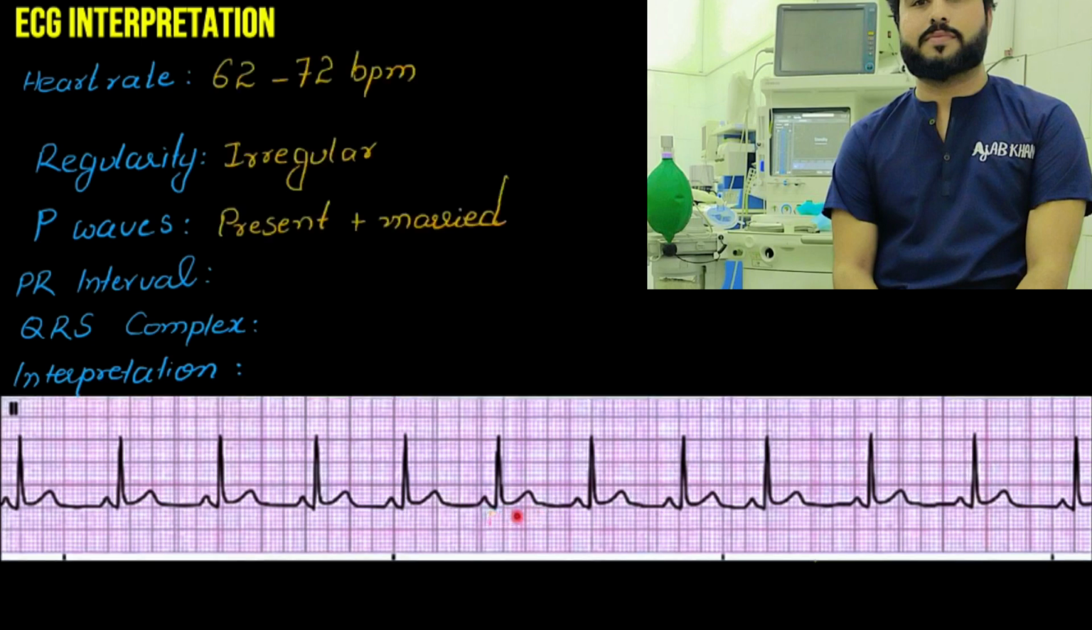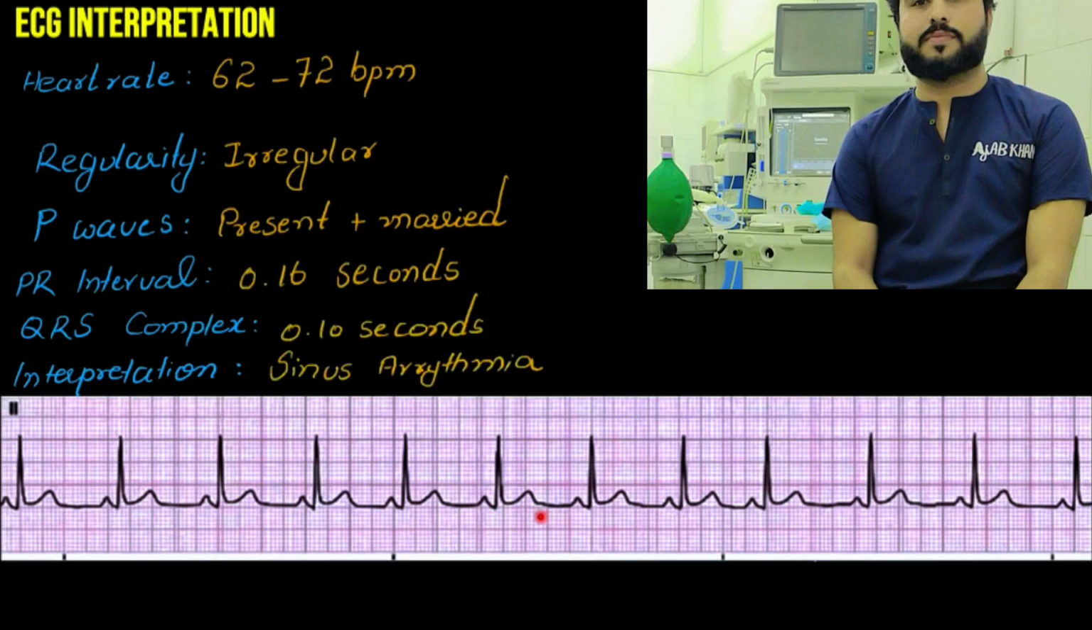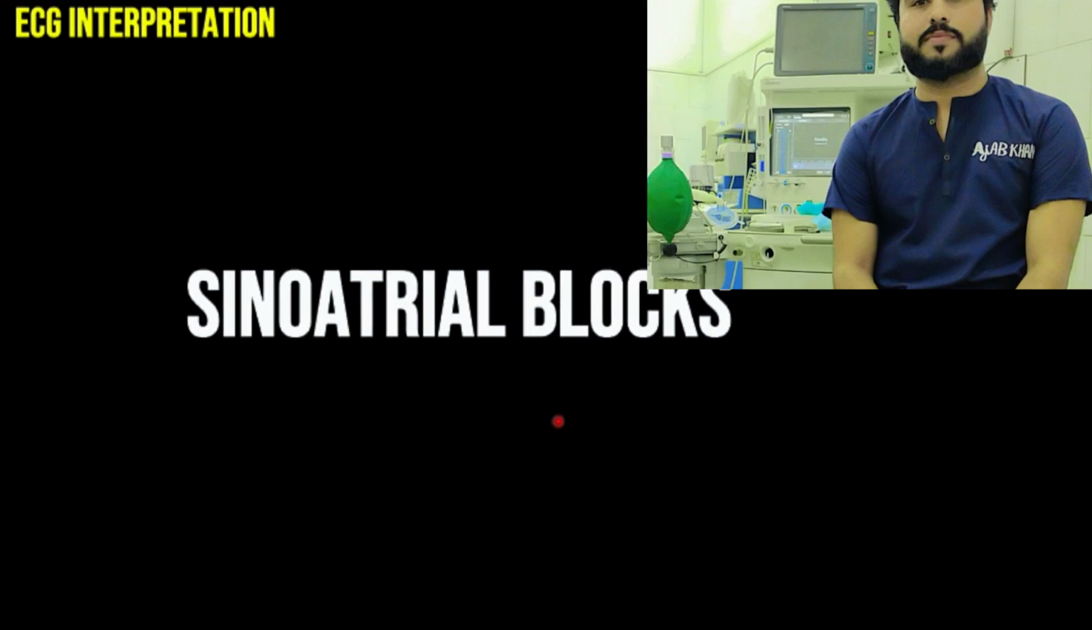So this is also another ECG with sinus arrhythmia. Look at the RR interval over here, look at the RR interval over here. The P waves are married to the QRS complexes, and the QRS complexes are narrow with sharp angles and steep points. Look, the P wave is married to the QRS complex. So this is an ECG of sinus arrhythmia. Now, this was all about sinus arrhythmia. Let's talk about sinoatrial block.